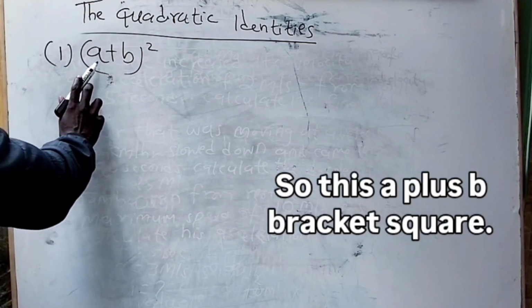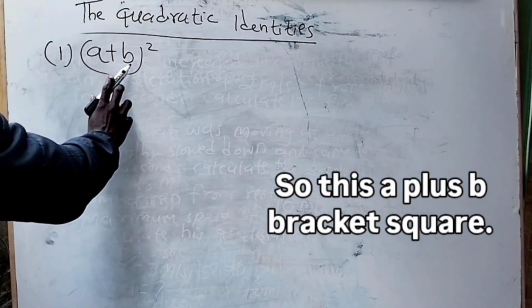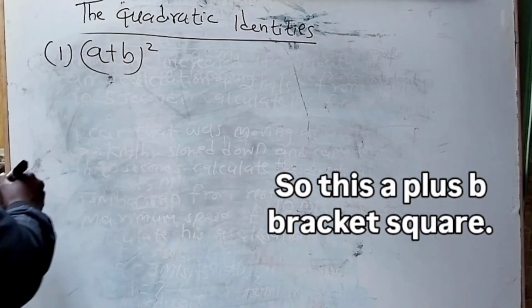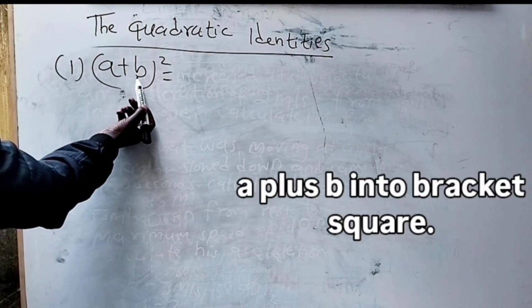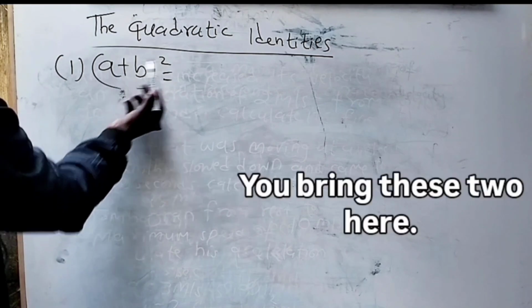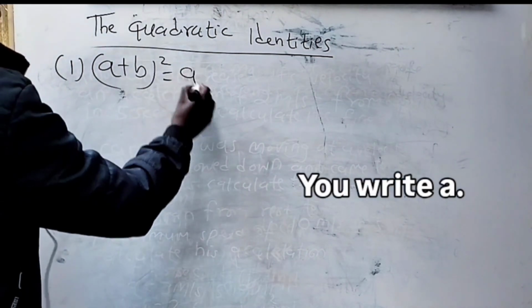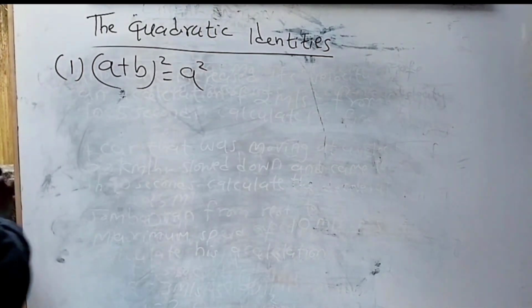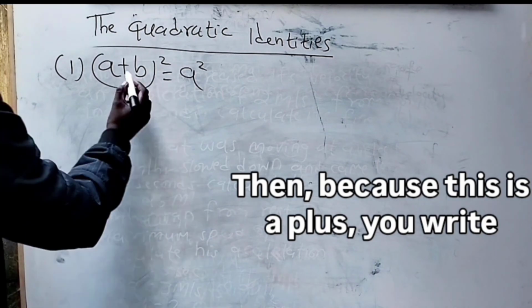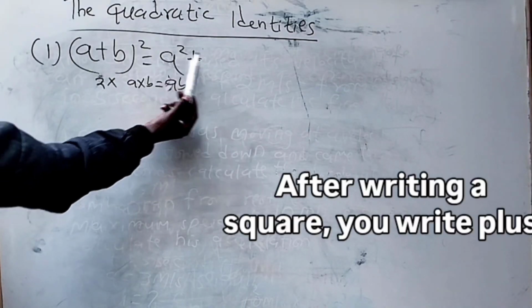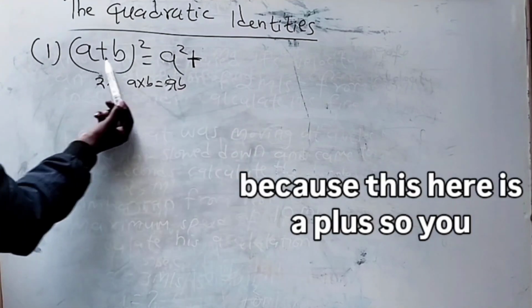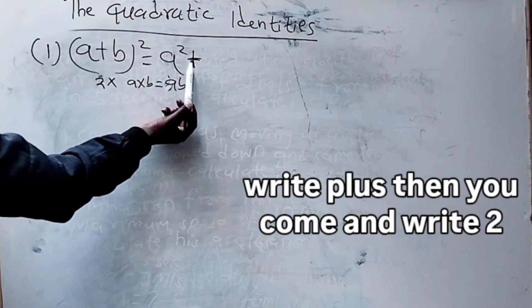So this is (A + B) squared. How do you use this one? (A + B) in the bracket squared. You bring this to here, you write A, you bring this to here, okay? Then because this is a plus, you write plus. After writing A squared, you write plus, because this here is a plus, so you write plus.